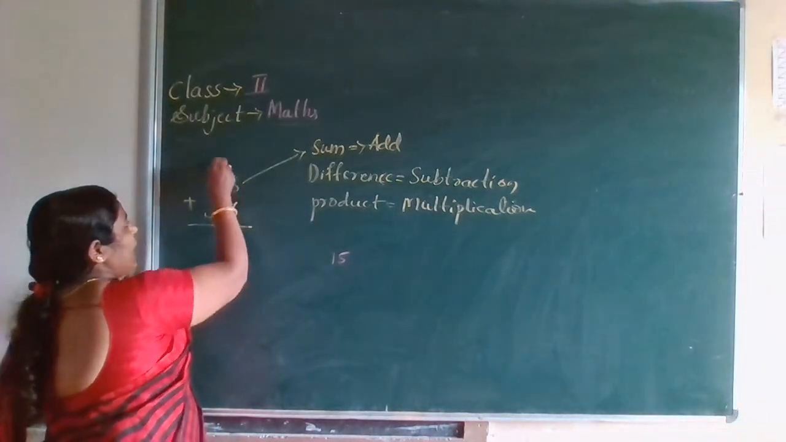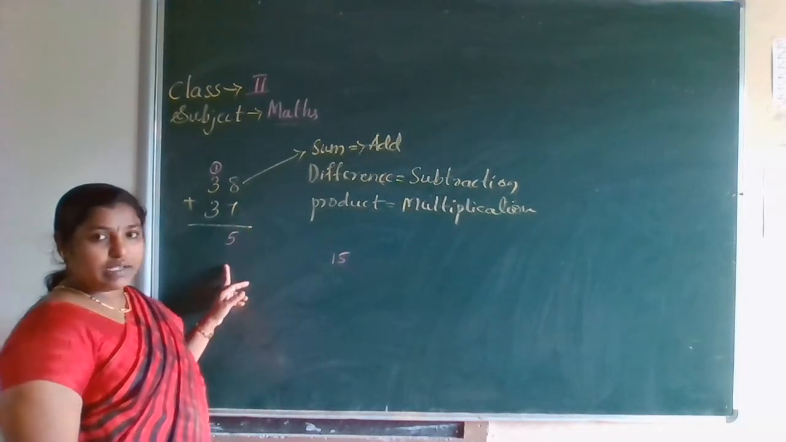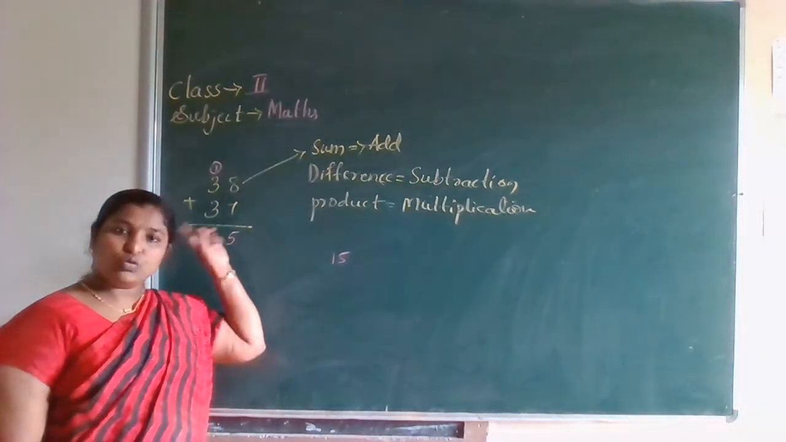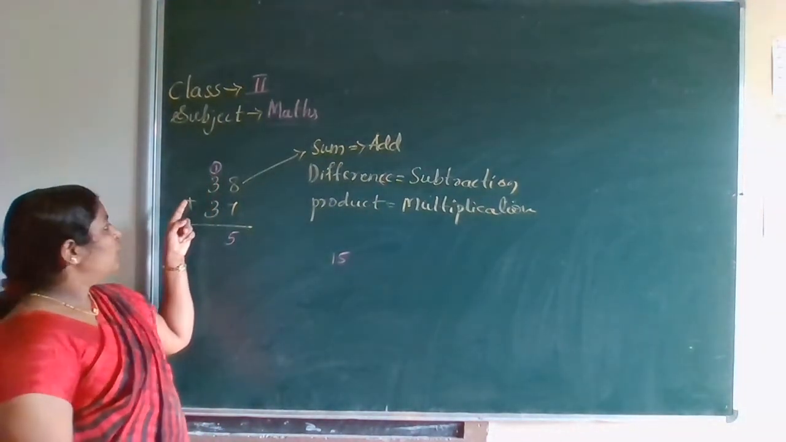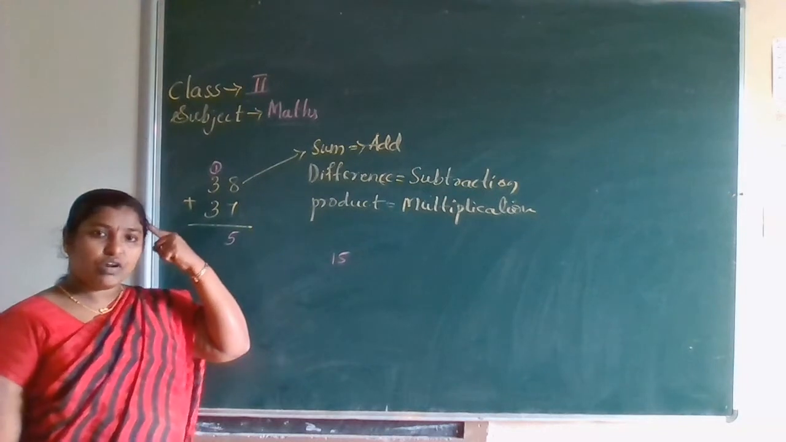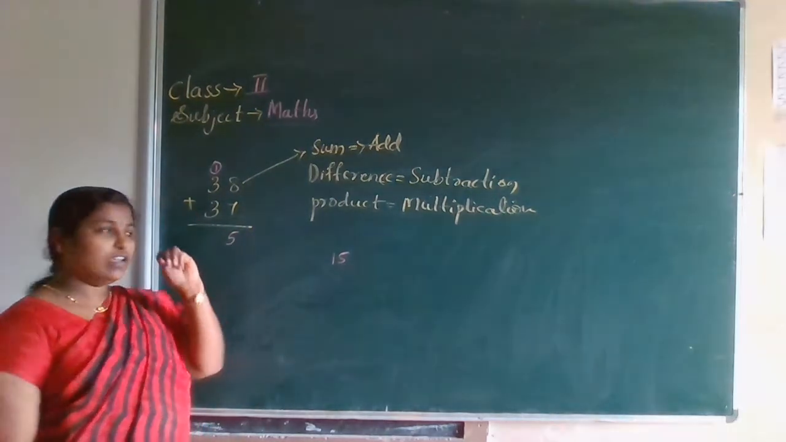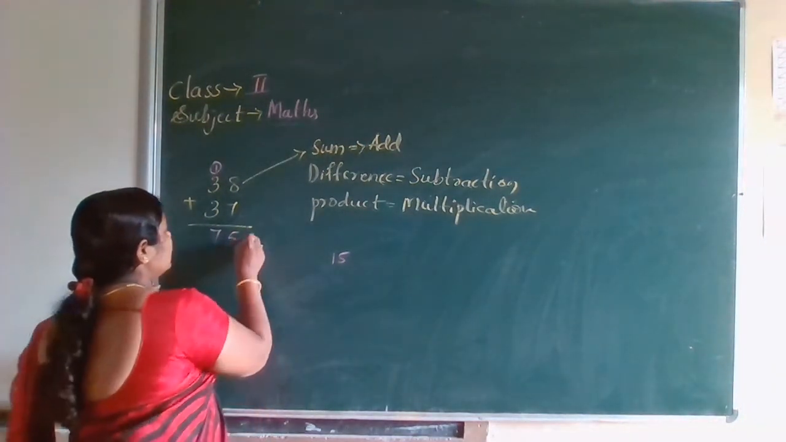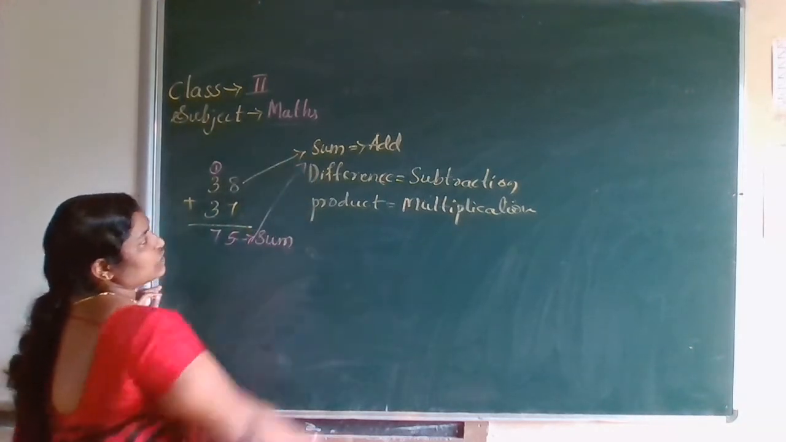So 1 we give as carry to the next number and 5 we write in the ones place. Okay. Always the carry will be 1. So to the next number, 3 plus 1 is 4. 4 plus 3 is 7. So 75, this is the sum. This is an example for addition.